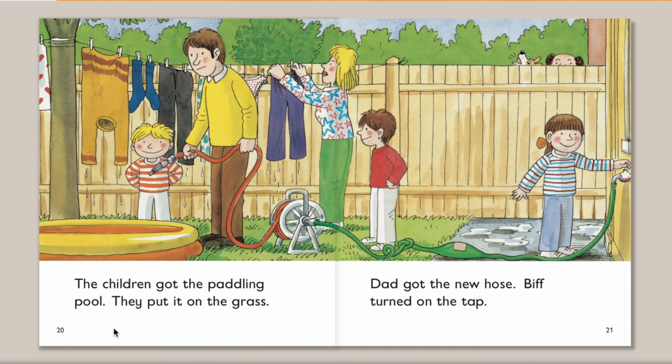The children got the paddling pool. They put it on the grass. Dad got a new hose. Biff turned on the tap. Here is the paddling pool. Dad is filling it up and Biff is turning on the tap. Mum is hanging up her wet clothes again.